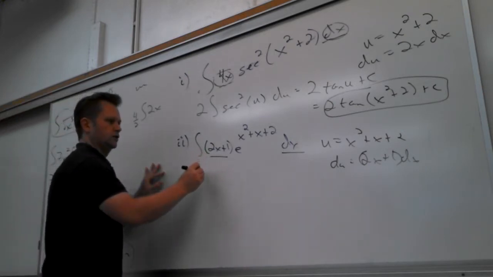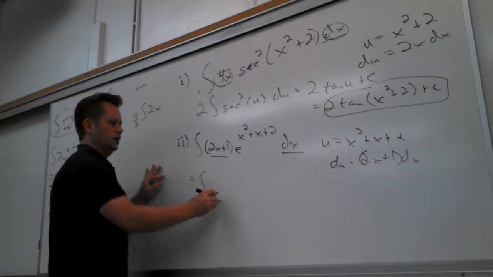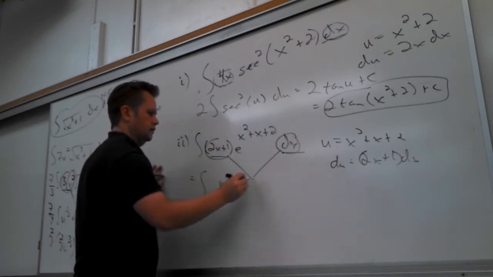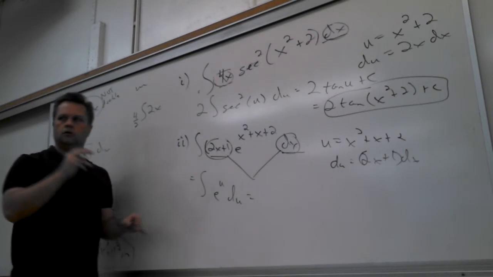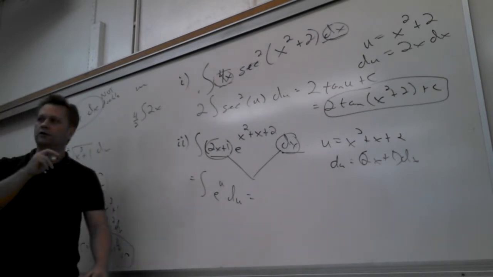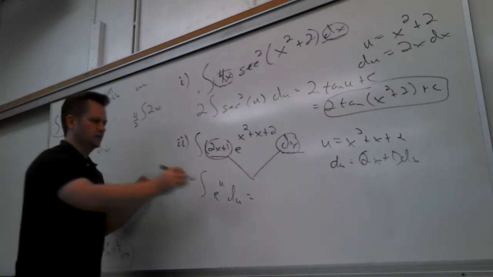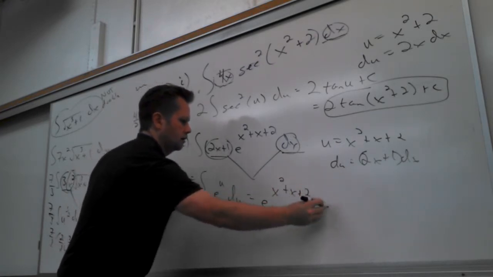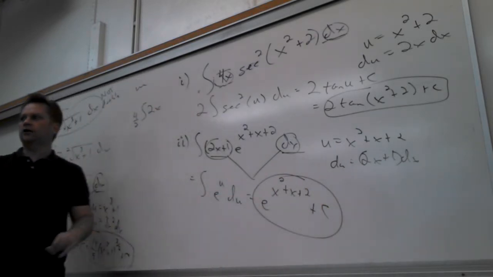So how do I rewrite this? e to the u, and this is du. And then the integral of e to the u is e to the u, and u was x squared plus x plus 2, plus c. Careful of that plus c.